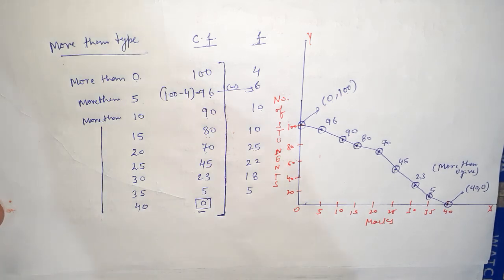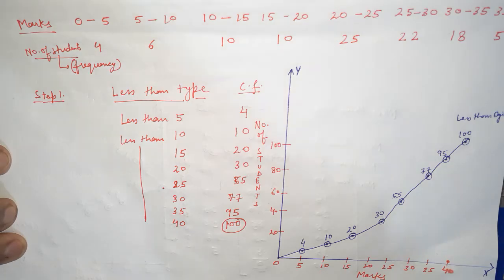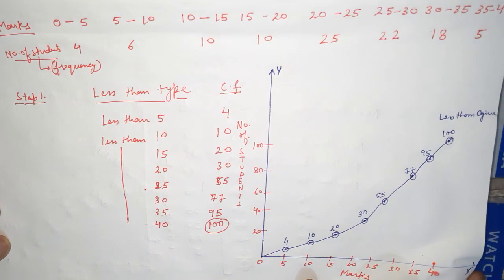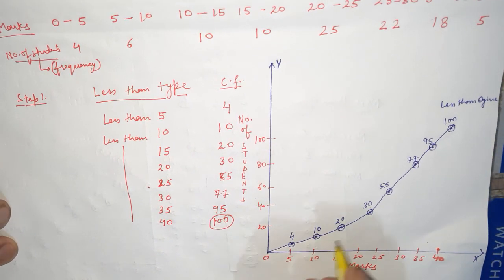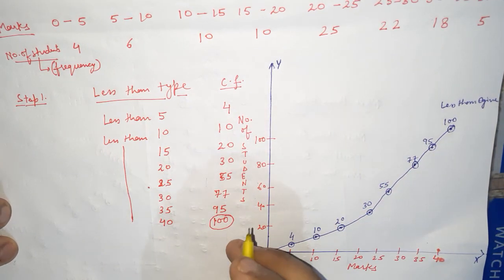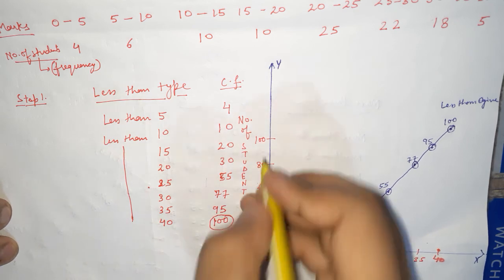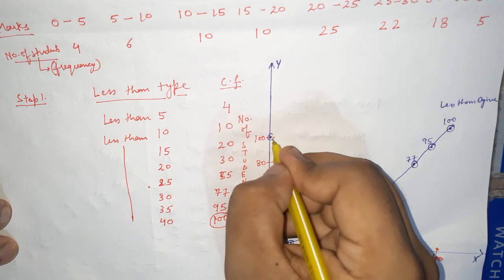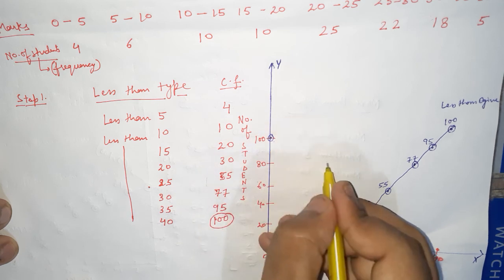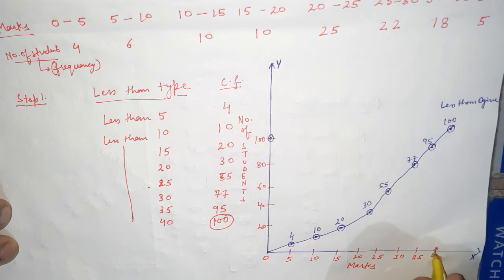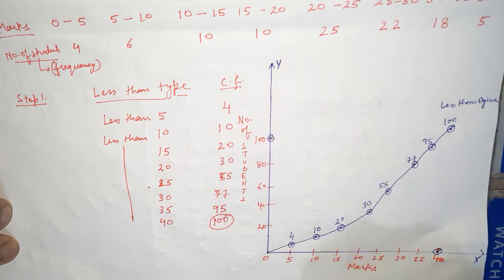If we see the previous diagram also, we made the less than type ogive. Along with this ogive, we could make the more than ogive too. In more than, the first value starts from 100, so it will start from 100 and likewise the values will go, and the last point of the ogive will be at 40. So you can draw a more than ogive and a less than ogive on the same graph, or you can draw it on a separate graph.